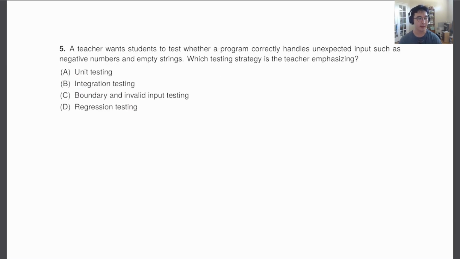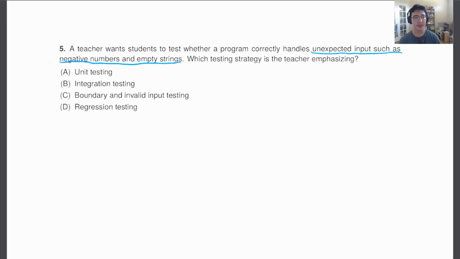All right, question 5. A teacher wants students to test whether a program correctly handles unexpected input, such as negative numbers and empty strings. Which testing strategy is the teacher emphasizing? And then the answers are about different testing types. Now, just looking at the question, they want to test if a program can handle unexpected input, such as negative numbers and empty strings.